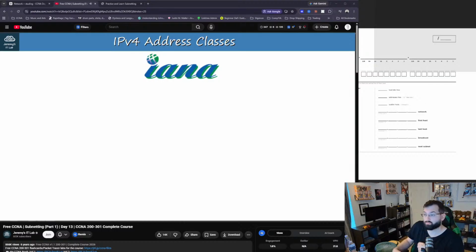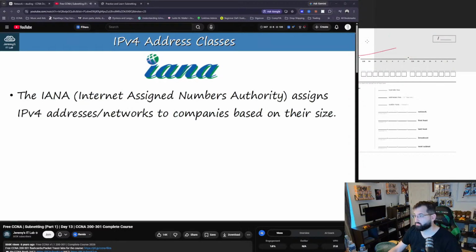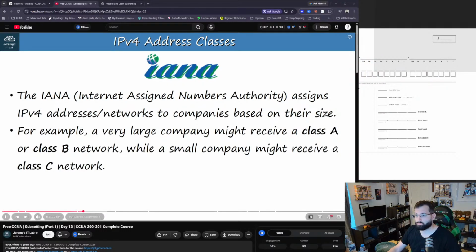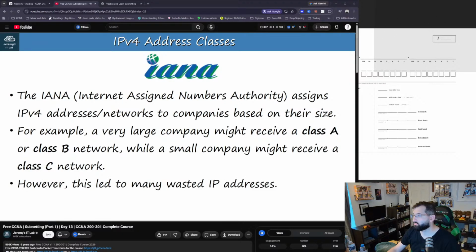So, how does a company get their own network address range to use? Well, IP addresses are assigned to companies or organizations by a nonprofit American corporation called the IANA, the Internet Assigned Numbers Authority. The IANA assigns IPv4 addresses and networks to companies based on their size. For example, a very large company might receive a Class A or a Class B network. Remember, there are lots of available addresses to use for hosts in each Class A and Class B network, while a small company might receive a Class C network, because there are fewer addresses in each Class C network, only 256. However, this system led to many wasted IP addresses, so multiple methods of improving this system have been created.